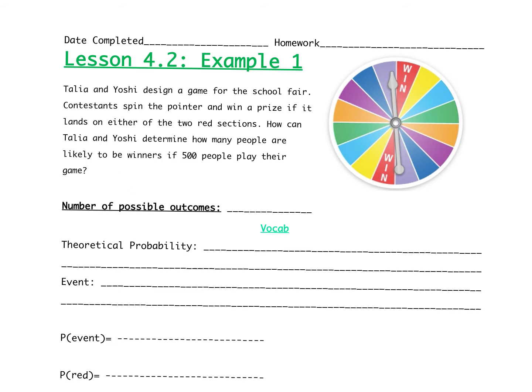So what is the number of possible outcomes? We just literally have to go over here and count them. We have 1, 2, 3, 4, 5, 6, 7, 8, 9, 10, 11, 12, 13, 14, 15, 16. We started on lilac, so this is where we stop. We have 16 possible outcomes.